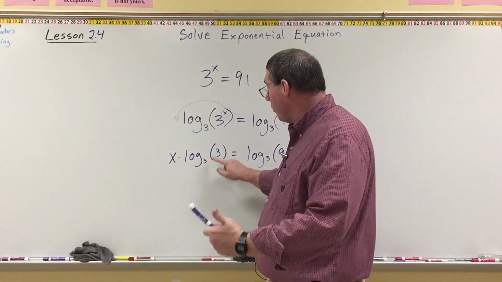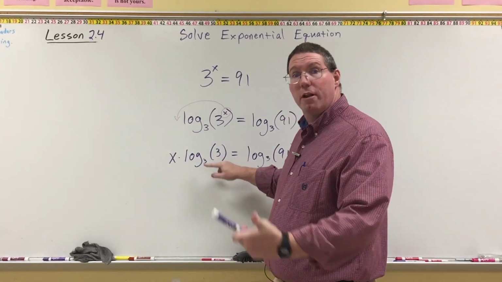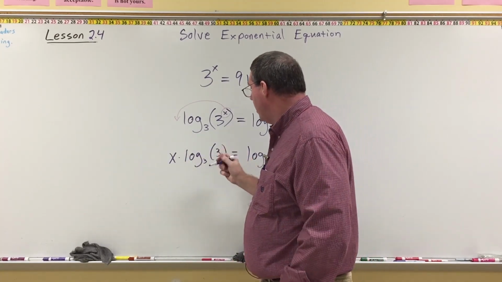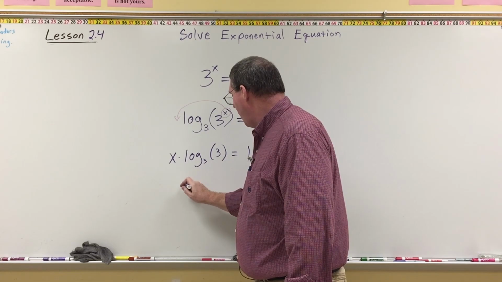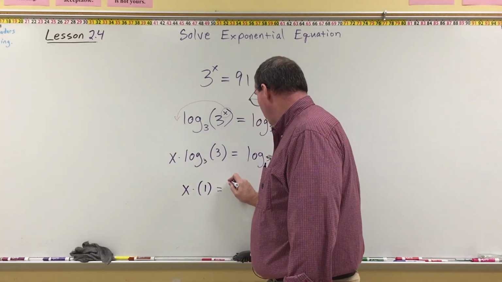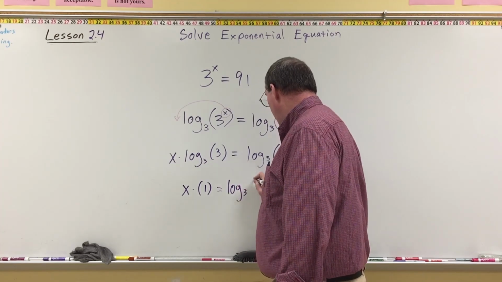3 to what power equals 3? Well, 3 to the first power equals 3. Therefore, this logarithm equals 1. And therefore, what we now have is x times 1 equals log base 3 of 91.